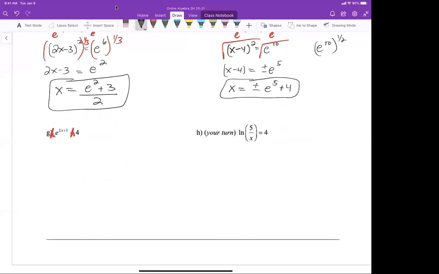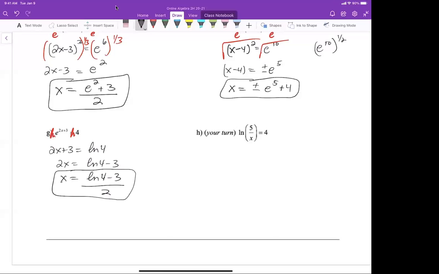And now I will have 2x plus 3 equals the natural log of 4. I then subtract 3: 2x equals ln of 4 minus 3. I then divide by 2. X is equal to (ln of 4 minus 3), all divided by 2. Make sure that division symbol is very clear what you're dividing by.